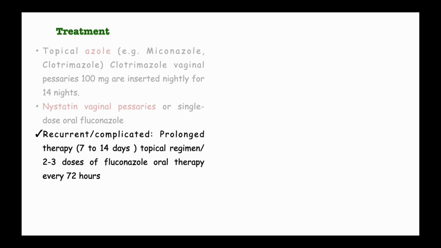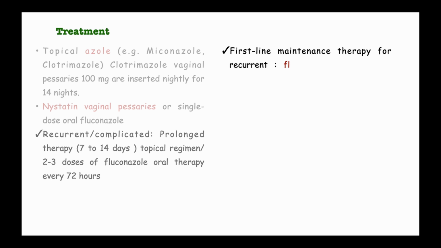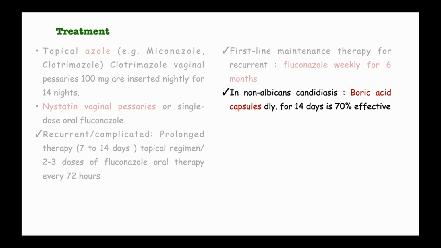Now, complicated infections may be seen in women who are immunocompromised, and also diabetic patients, and also pregnant women who have several symptoms in a year. And so with these patients, the first line maintenance therapy for such recurrence is oral fluconazole, which is given weekly for 6 months. Then in non-albicans candidiasis, that is, if it is caused by Candida glabrata, then we must give boric acid in capsule form for 14 days, and it is 70% effective in the treatment of recurrent vaginal candidiasis.